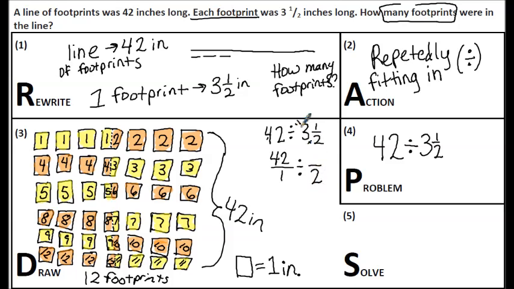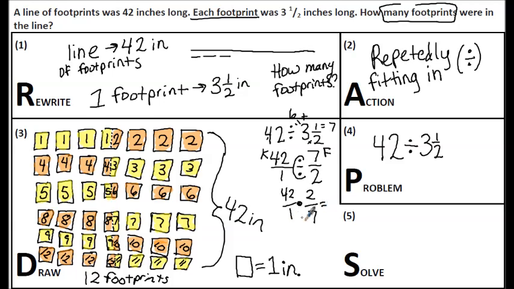And we need to change 3.5 to a fractional form. So 2 times 3 is 6, 6 plus 1 is 7, and 3.5 is equal to 7/2. My next step is going to be KFC, so we always keep the first fraction the same. We always flip the second fraction. We always change it to multiplication.